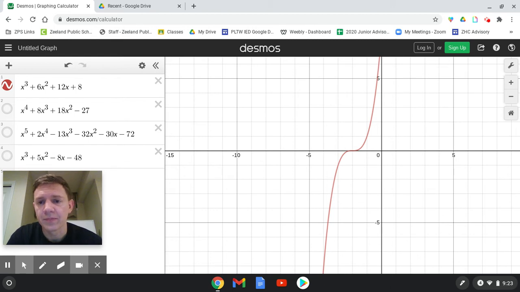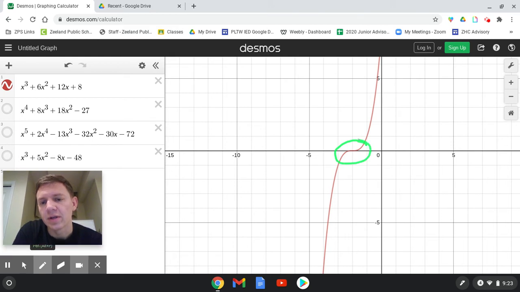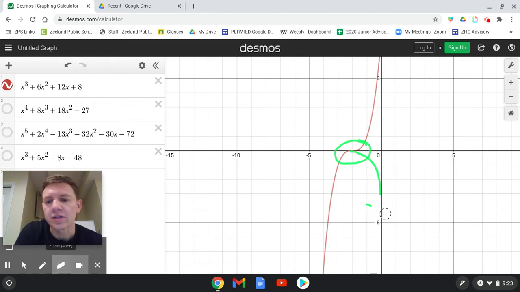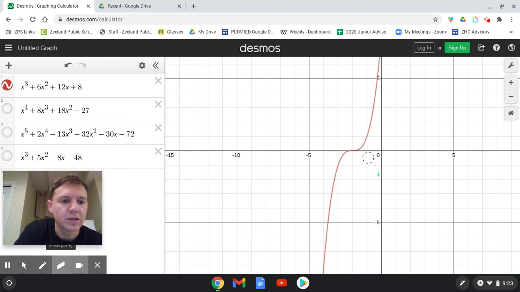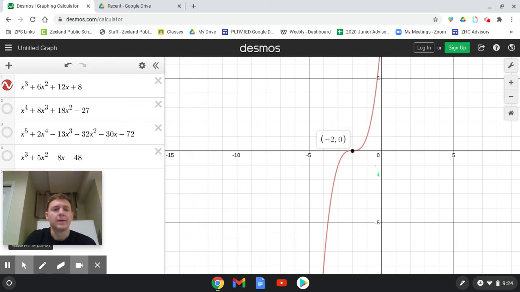So first of all, I've got that unique situation that we just talked about with multiplicity, okay, where it approaches the x-axis, it bends at the x-axis, but doesn't come back. This doesn't come back down like that. Nope, that just keeps going. Okay, it crosses once, and it looks like it crosses at the point, I don't know, negative 2. Let's see if we can actually get that point to pop up here. Yep, negative 2, 0.